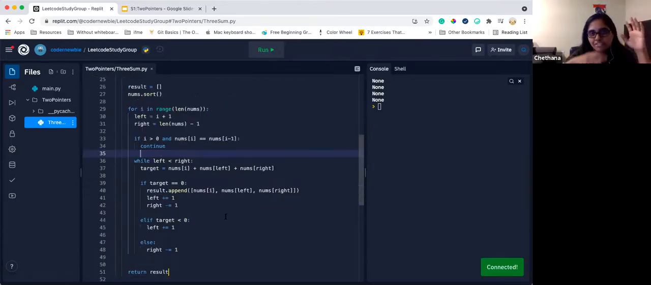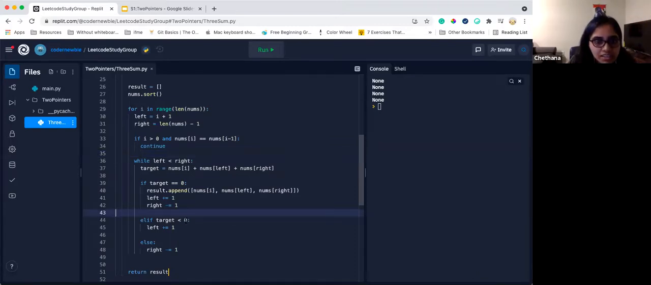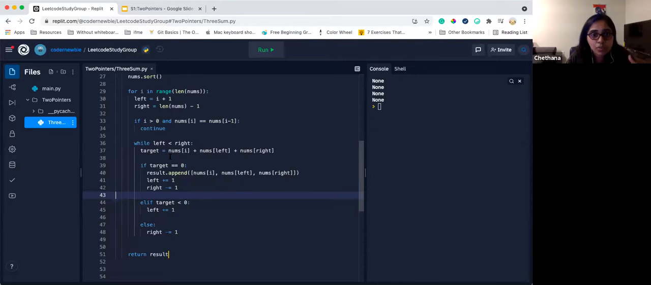Okay. So we've taken care of the duplicates for the outermost thing. Let's do it for the internal ones, for the left and right pointers.